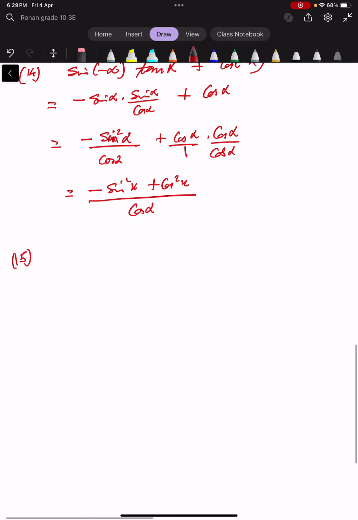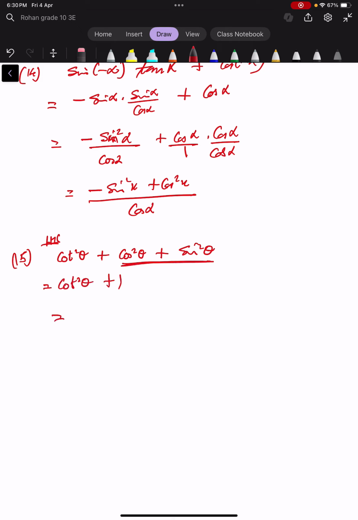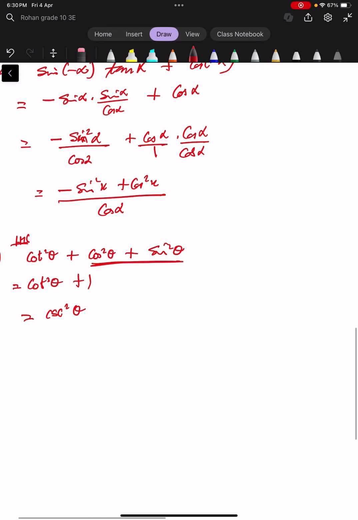Cot squared theta plus cos squared theta plus sine squared theta is equal to cosec squared theta. Can we prove that? We first do the left-hand side. So cot squared theta plus cos squared theta plus sine squared theta. Cos squared plus sine squared is 1. And what is 1 plus cot squared theta? It's cosec squared theta. That's it.